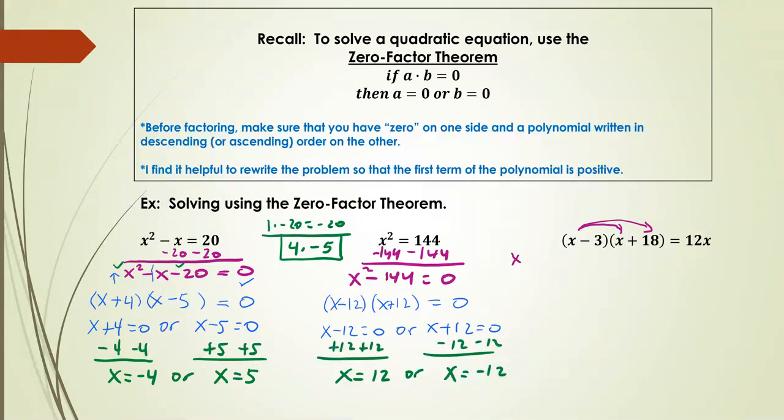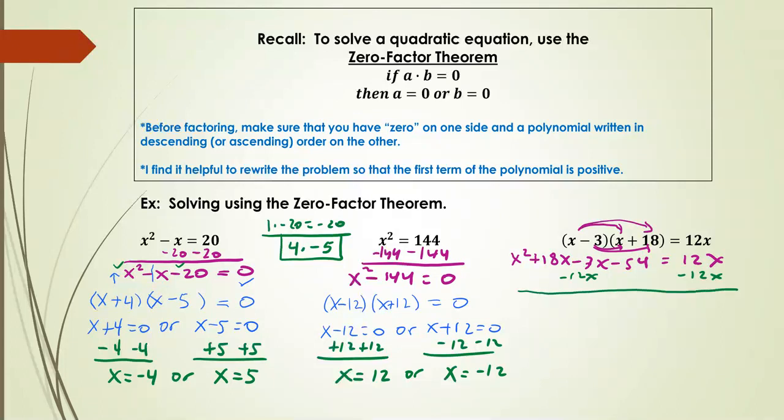X times x gives me x squared. X times 18 is 18x. Then -3 distributes through to give me -3x and then -54. And the other side is still 12x. Now I need to move that 12x over to gather with the other term. So I'm going to subtract it off and collect it together with these terms right here that are x terms.